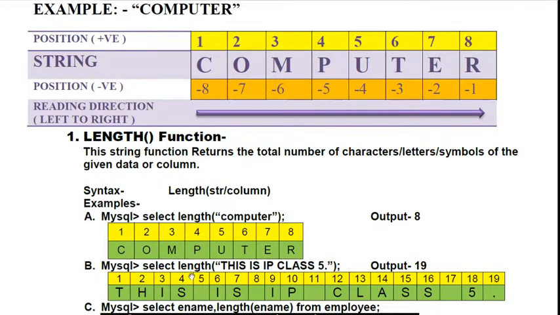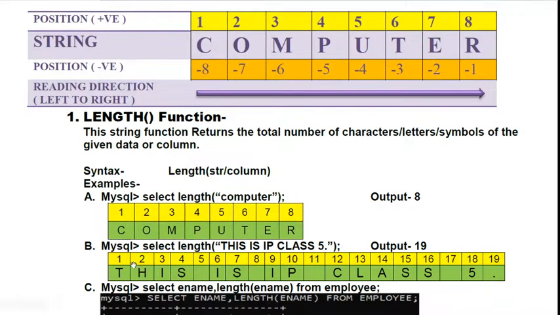Now another example, select length, "This is IP class 5.", then full stop. So this is stored like this. Places 5, 8, 11, 17 store blank spaces and 19 stores the full stop. This way, simply count how many symbols including blank spaces, it is 19.